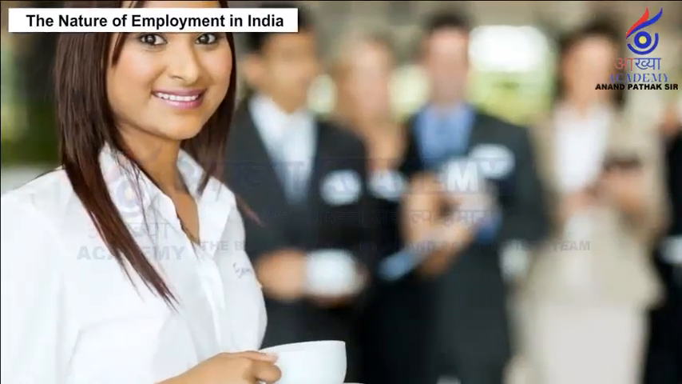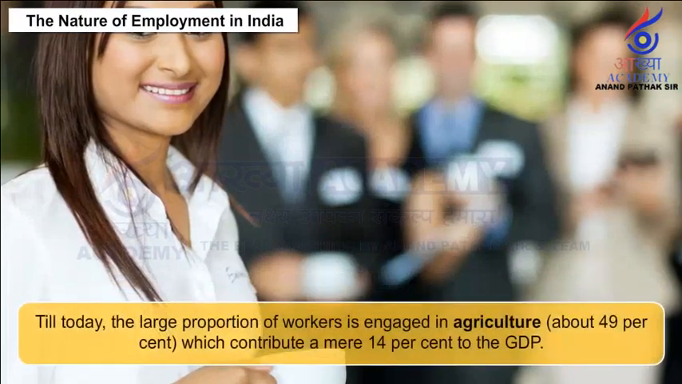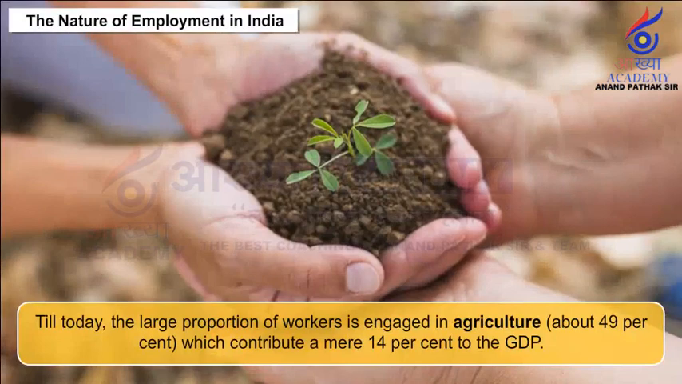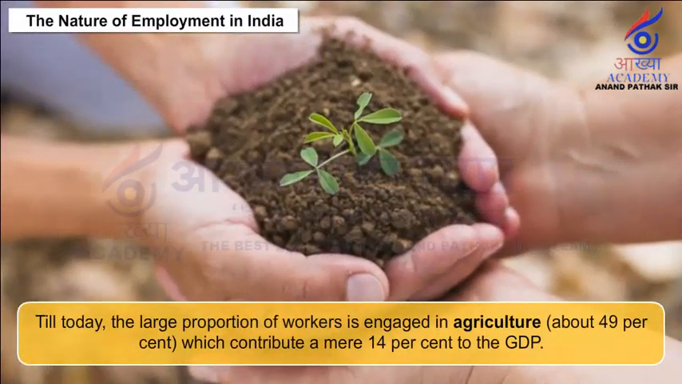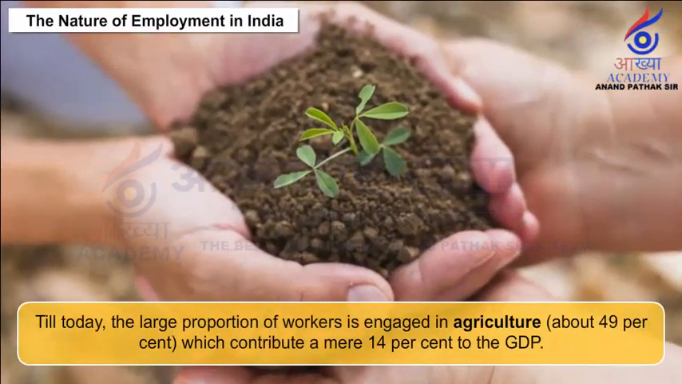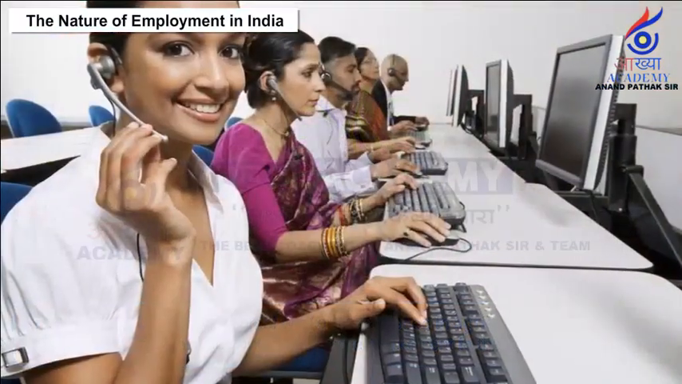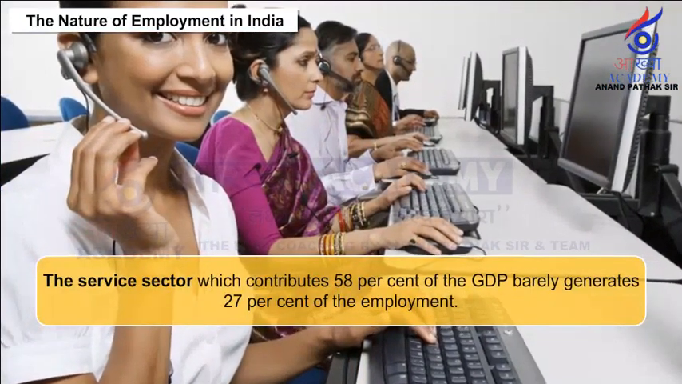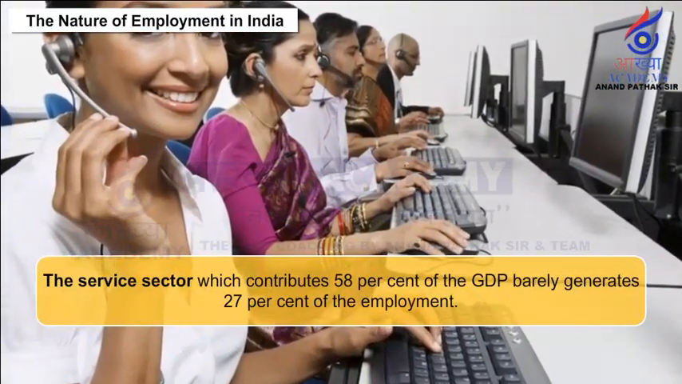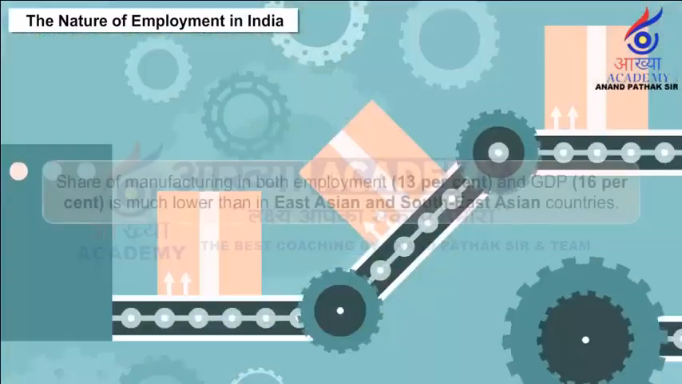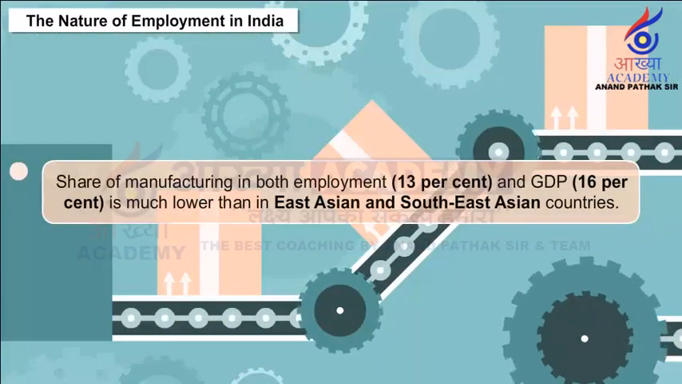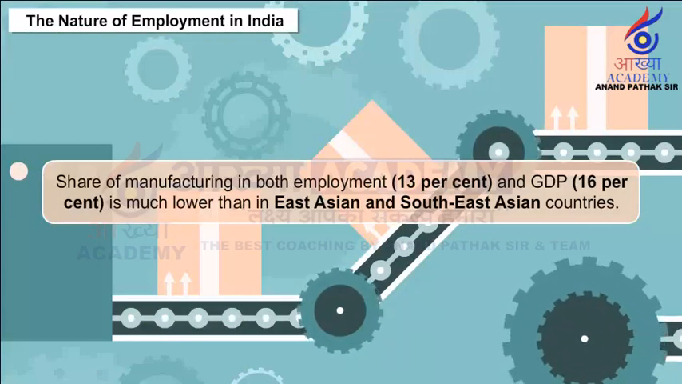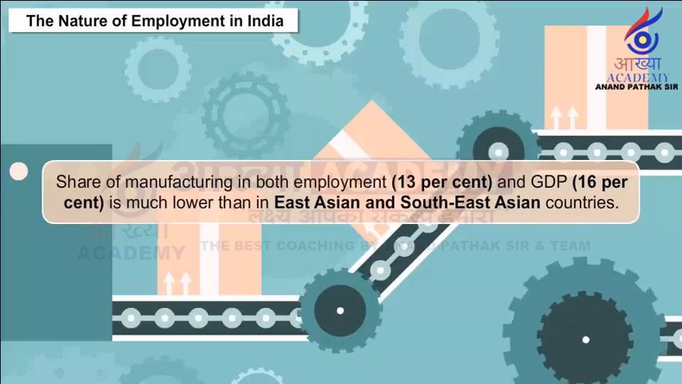The nature of employment in India. Till today, a large proportion of workers is engaged in agriculture, about 49%, which contributes a mere 14% to the GDP. In contrast, the service sector, which contributes 58% of the GDP, barely generates 27% of the employment, and the share of manufacturing in both employment, 13%, and GDP, 16%, is much lower than in East Asian and Southeast Asian countries.